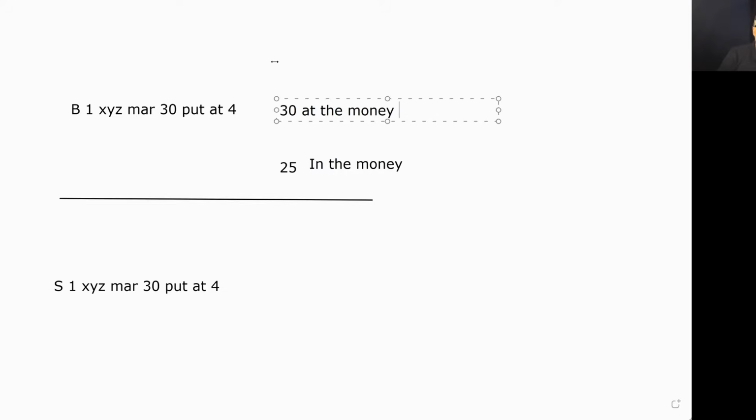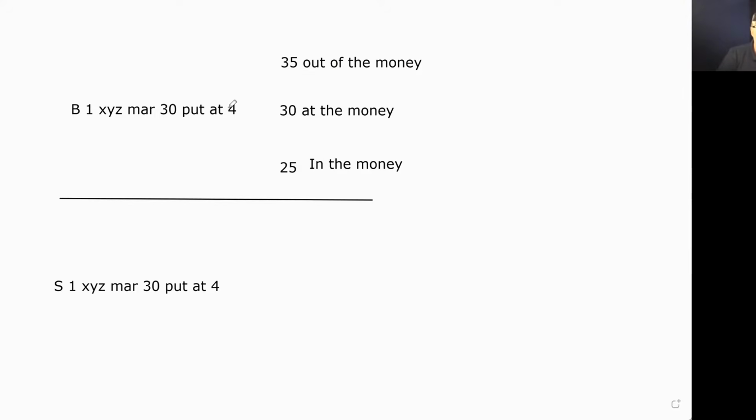Now, what if it's trading at 35? That's out of the money. That means it won't be exercised. Why would you do it? If you have the right to sell a stock at 30 and you could sell it at 35, you go, fuck it, I don't want it. You just sell it at 35. All good. Good shit, okay?